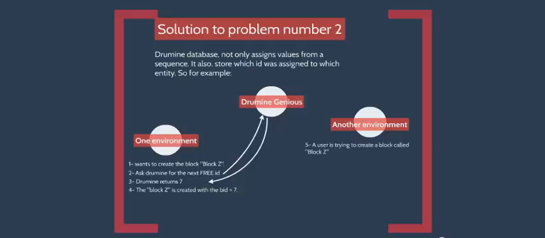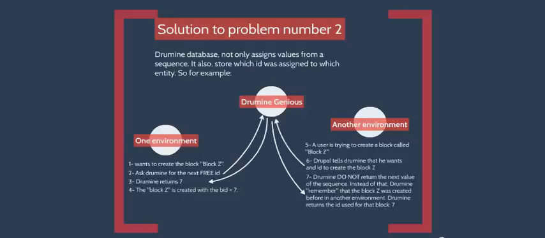Later, from another environment, a user is trying to create a block, call it block C. The sixth step: Drupal tells Drumine that it wants an ID to create the block C. Drumine does not return the next value of the sequence. Instead of that, Drumine remembers that the block C was created before in another environment, and Drumine returns the ID used for that block, the number 7. So the final step is to create the block C in another environment with the block ID number 7.